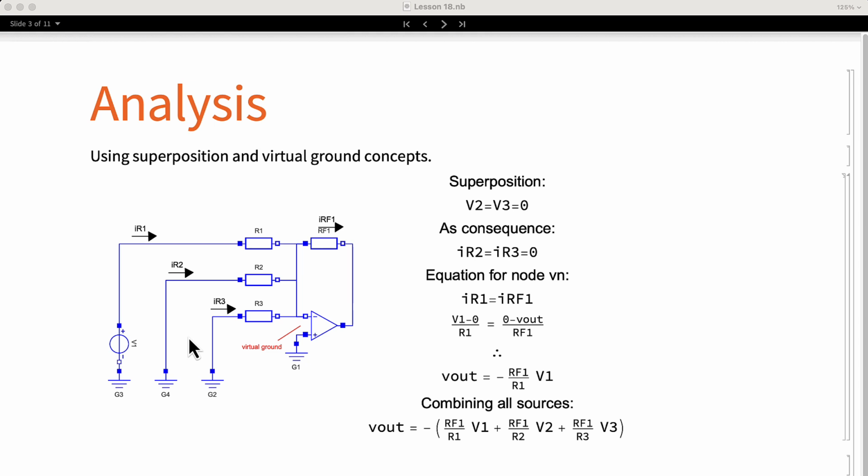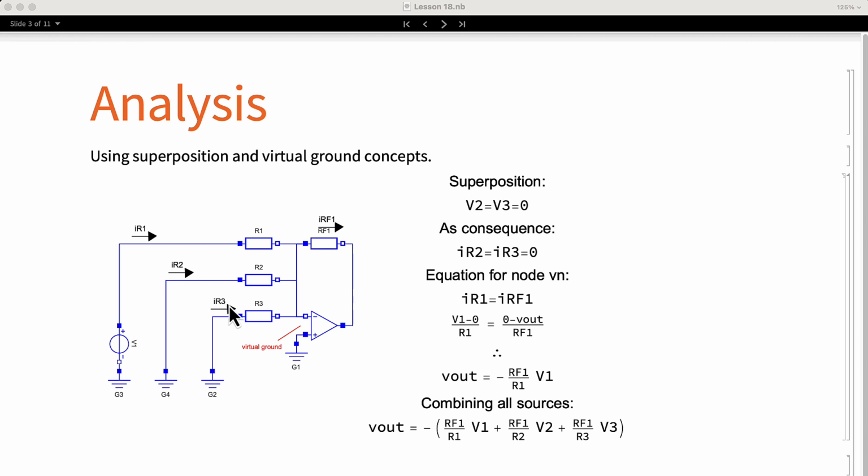If you remember the superposition lesson, when a voltage source is 0 volts, it behaves as if it is a short circuit. In this case, the resistors R2 and R3 are connected to ground. The other extreme of the resistor is connected to the virtual ground. Since both terminals of the resistors have the same voltage, which in this case is 0 volts, no current flows through them. So the currents IR2 and IR3 are 0.